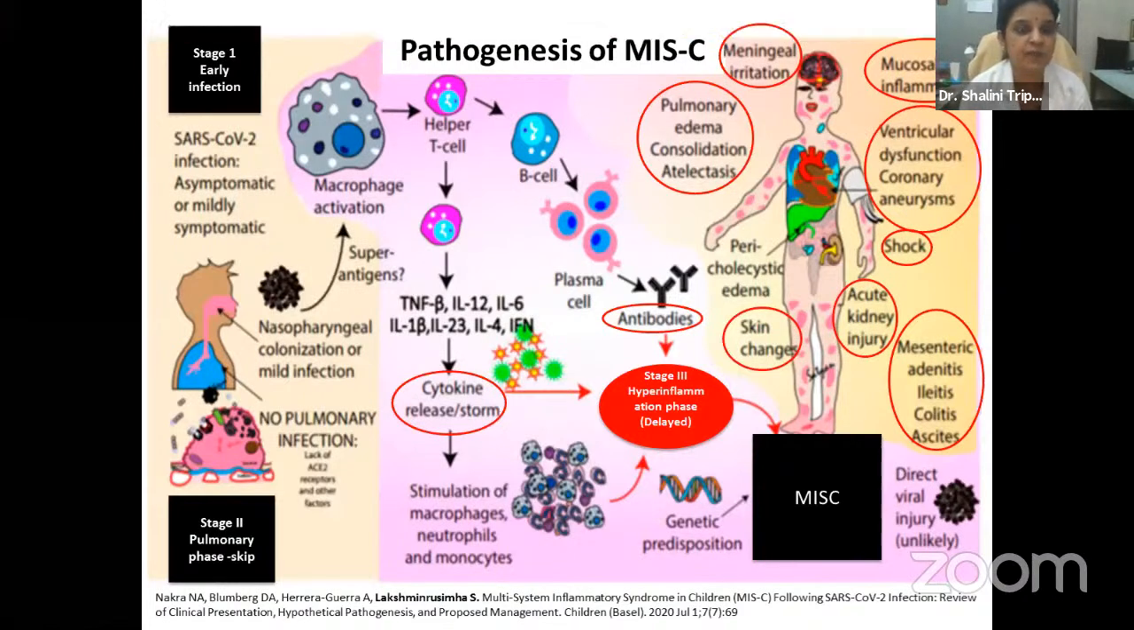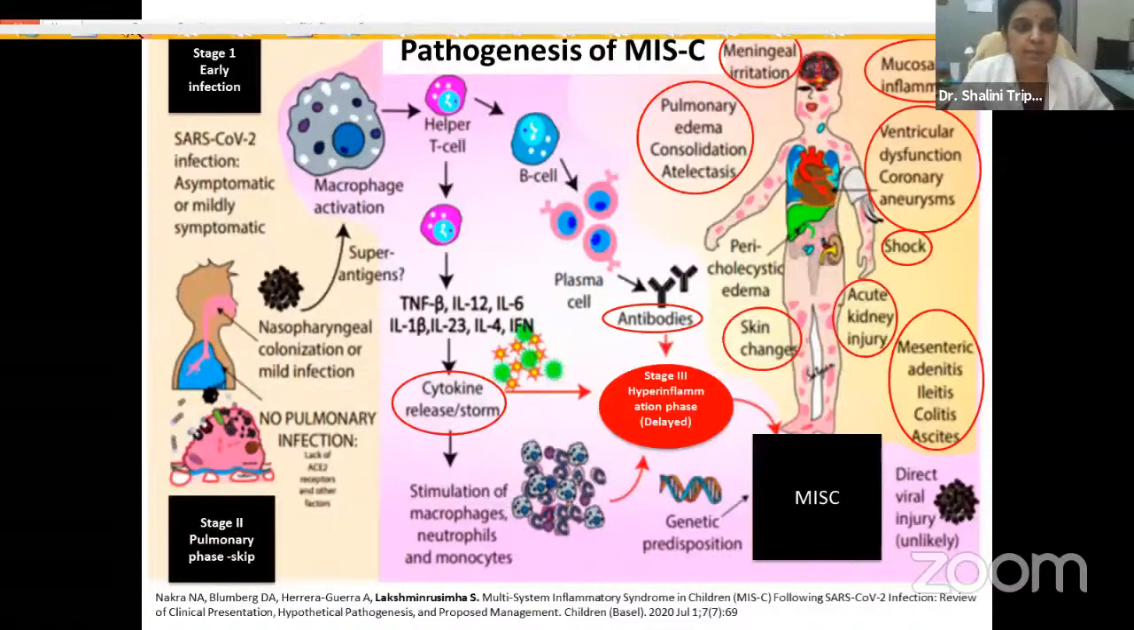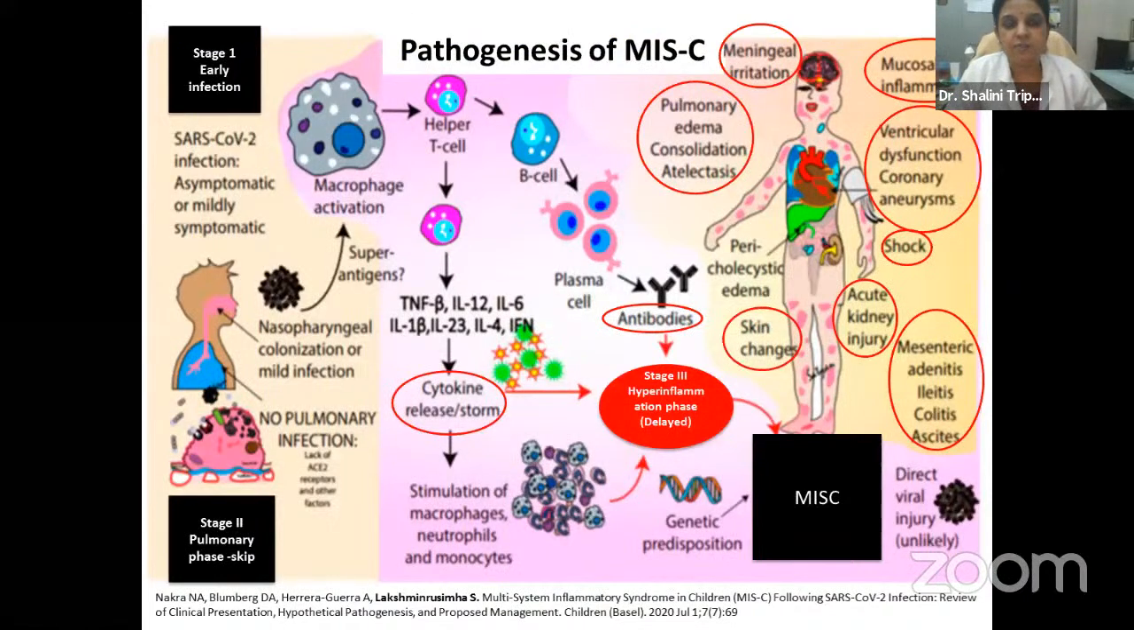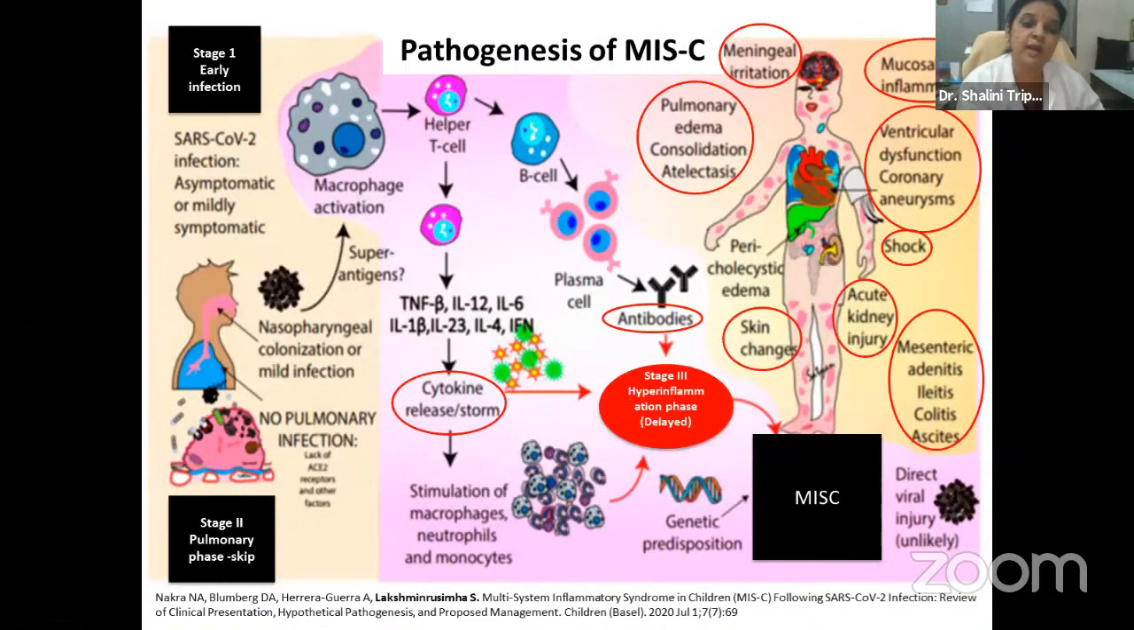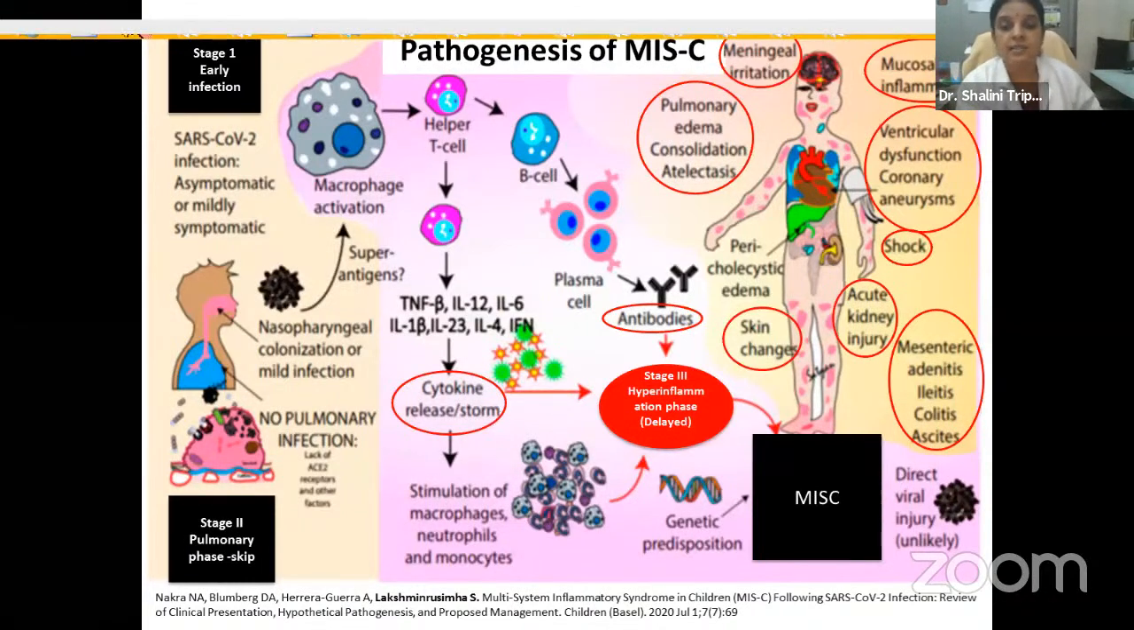As we see in this picture, there is stage 1. So what happens in stage 1? The child gets infection, and most of the time in children, this infection goes undetected. Then this virus colonizes in the pharynx, as shown here by the pink color. Then in the secondary phase in adults, there is an ARDS-like picture, that is a pulmonary phase, which is usually skipped in children because they don't have the ACE2 receptors, which is the receptor of attachment for the COVID virus.